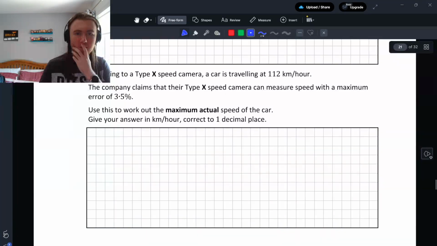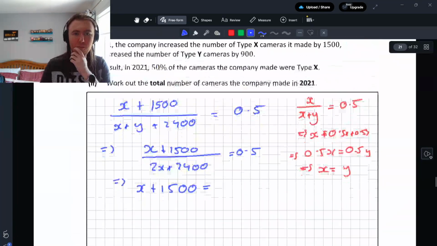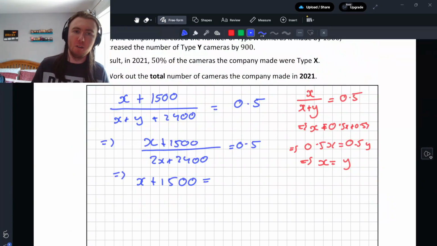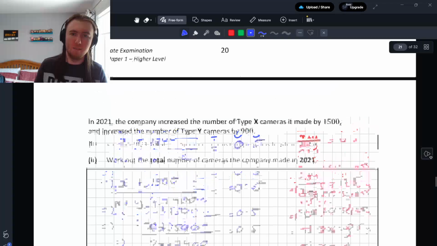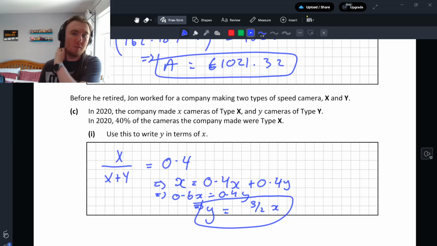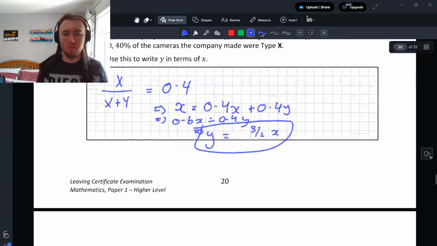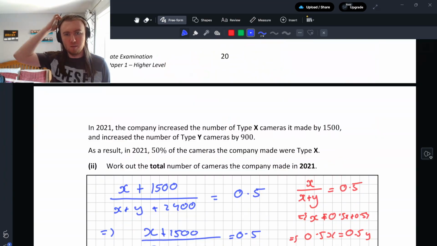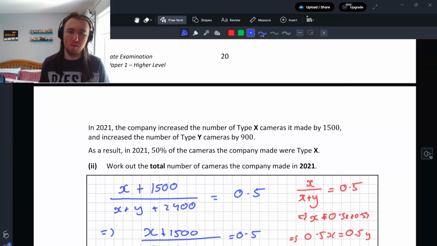Is this the end of the question? Okay. There's another part to it that's actually unrelated. Oh, dearie me. So in 2020, they made X of type X and Y of type Y. Originally, 20% of the cameras made were type X. Then type X increased by 1,500 and type Y increased by 900, and then 50% of the cameras made were type X.